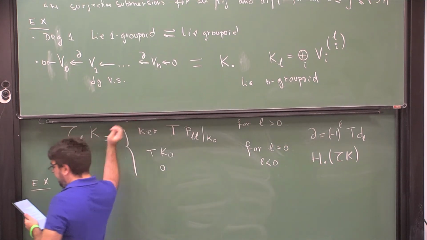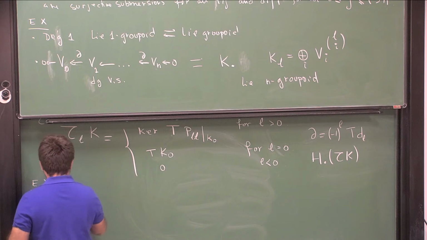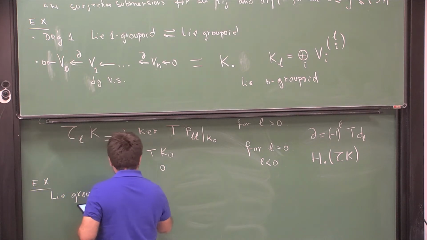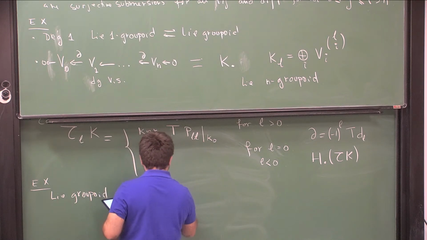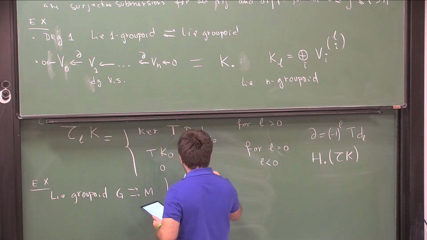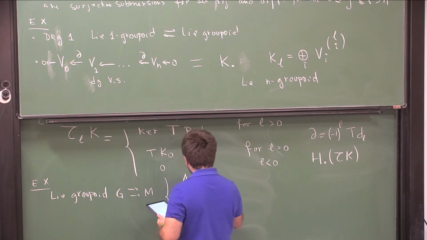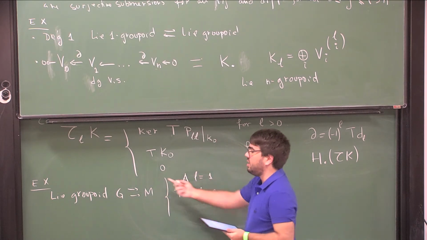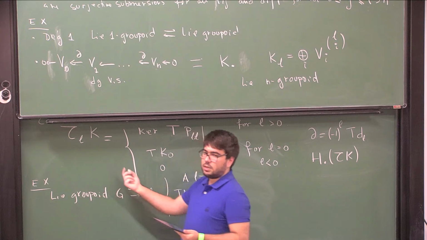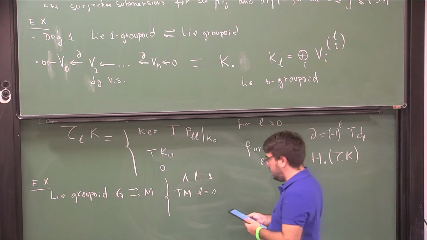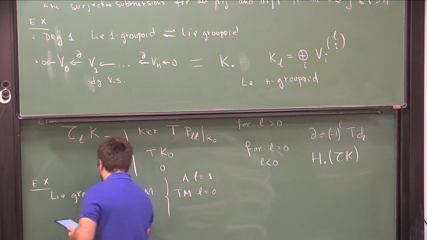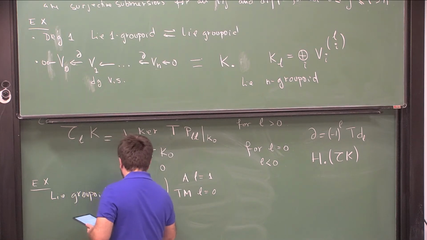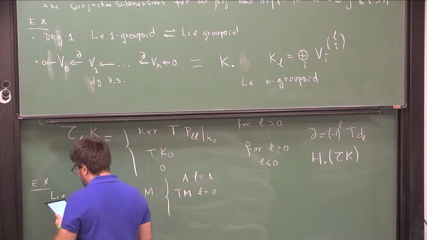So let me give an example for a Lie groupoid. G over M, the tangent complex is just A in degree 1, TM for L equal 0, and 0 otherwise, because Lie groupoids are just concentrated here. The differential, so let me write it maybe in this way. The differential is just rho. This is 0, this is 1.